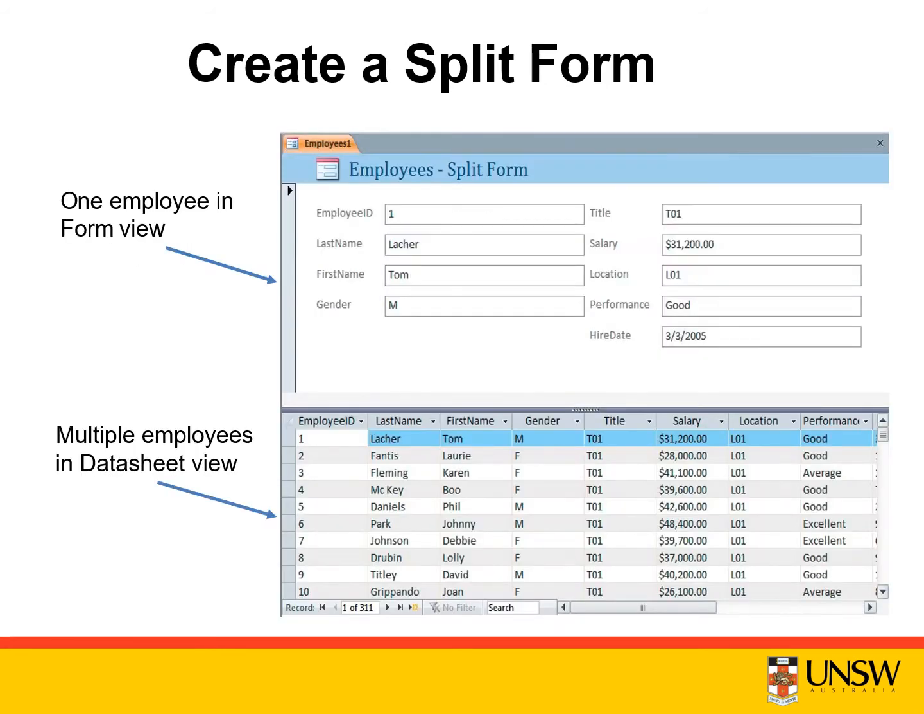Split form creates a form with two parts. The first part uses the stacked view, and the second part uses the datasheet layout view. Look at this example. Here we use a split form for converting the employee table into a form. The first part of the form uses a stacked view and just shows one record, and the second part uses the datasheet view and shows multiple records. Watch a split form demo in the next slide.